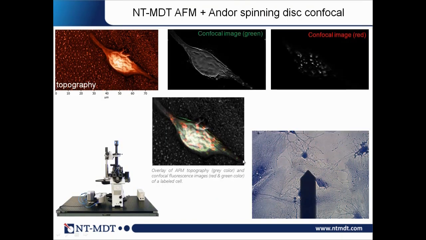This is the example of co-localized AFM topography and spinning disk confocal measurements of a labeled cell. It's possible to do such measurements both on dry samples and cells in aqueous environments. And this is the photo of the system. This is Andor spinning disk confocal, inverted optical microscope, and atomic force microscope on the top. It's possible to overlay these images and analyze them simultaneously in the same software.